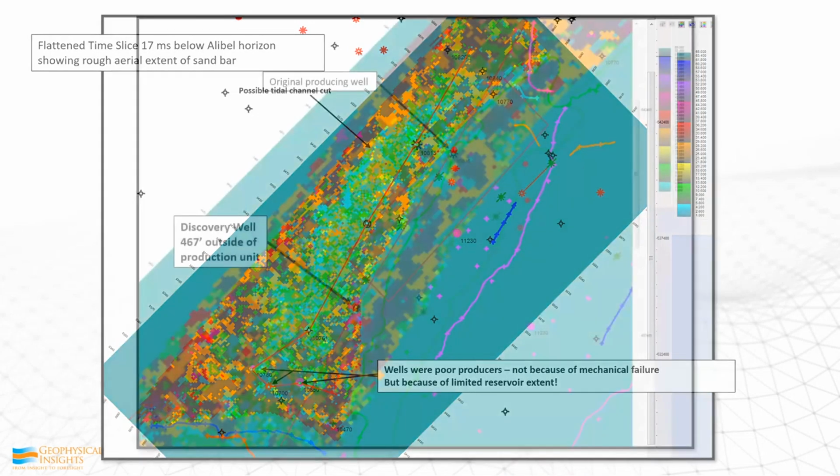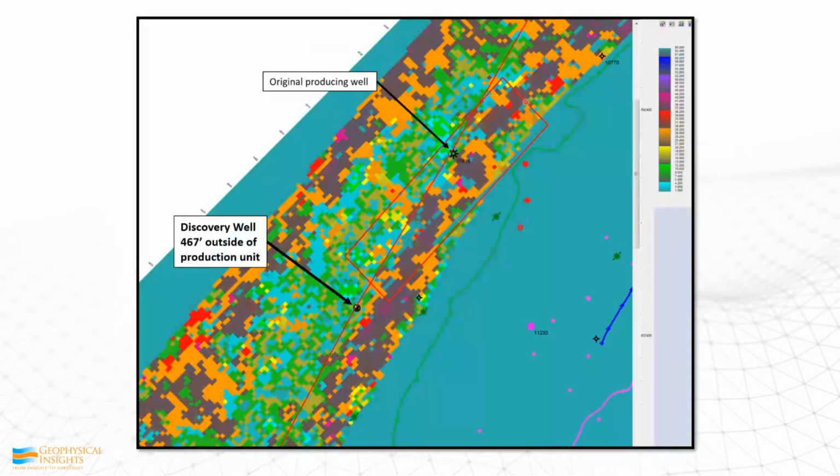When you look at this, the red box right here represents the 80-acre production unit. So what we did is we came to a legal location in the state of Texas, which is 467 feet outside the production unit, and drilled the well.